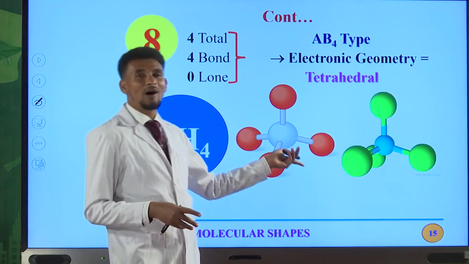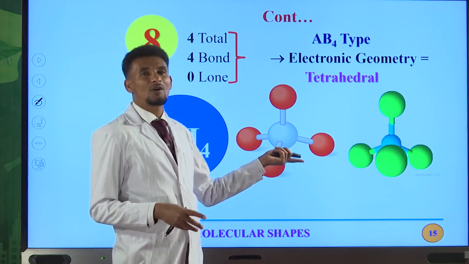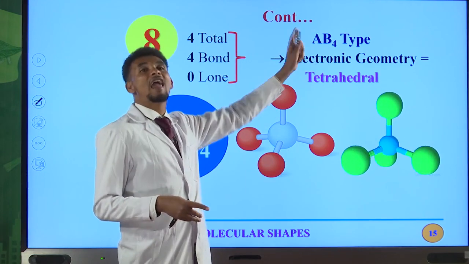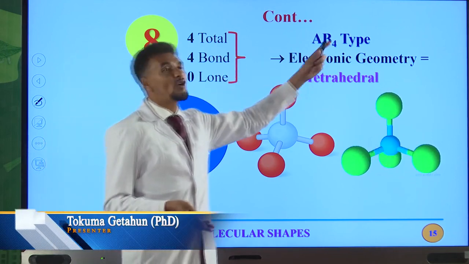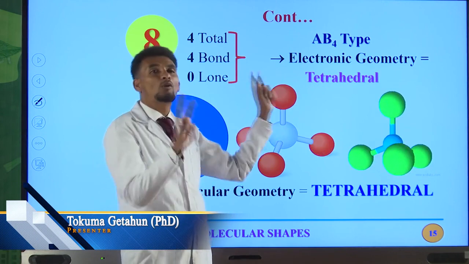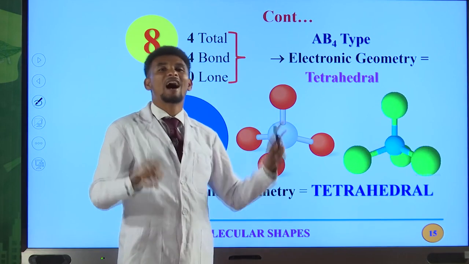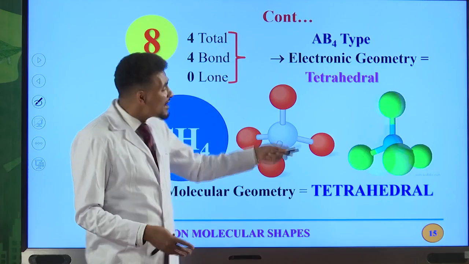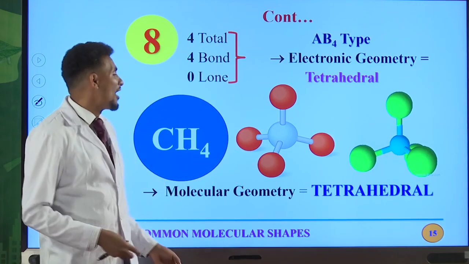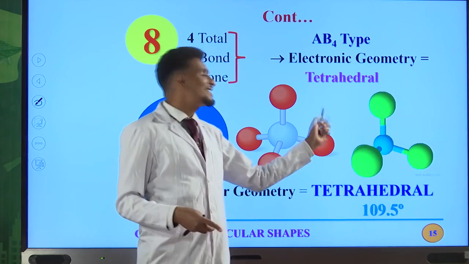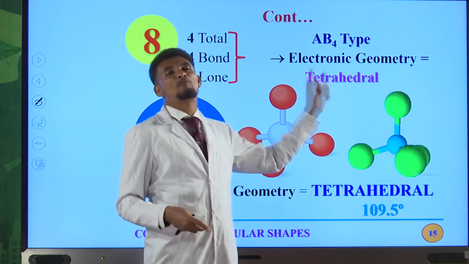So it looks like this. This is the shape, okay? The molecules that have AB4 type, their electronic geometry is tetrahedral. The molecular shape is also tetrahedral. Why? Because we have no lone pairs of electrons around the central atom. What is their ideal bond angle? Their ideal bond angle is 109.5. 109.5 degrees is the ideal bond angle for this type of molecule.